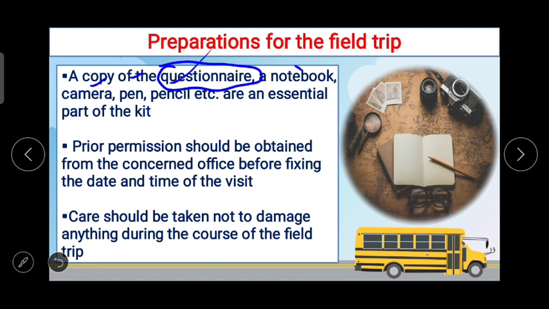are an essential part of the kit. Now, you yourself can add many things in the essential kit. Then prior permission should be obtained from the concerned office before fixing the date and time of the visit.